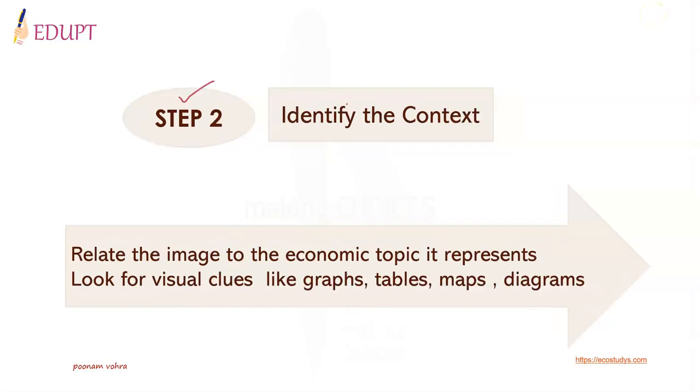Step 2. Identify the context. Relate the image to the economic topic it represents. Look for visual clues. If it is a graph, table, or data, find out the concepts like GDP, national income, or elasticity, or whatever is given. If it is a picture, find out whether laborers are there, market is there, or is it relating to topics like employment, infrastructure, rural marketing? And in case it is a map or diagram, look for the topics that relate to trade, development indicators, resource allocation, and so on. Once again, to identify the context, you need to be thorough with the topics.